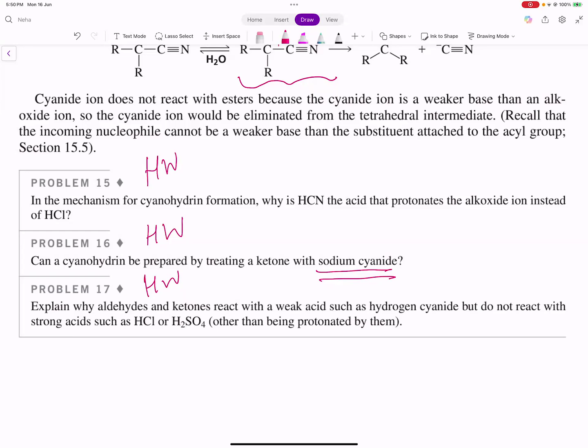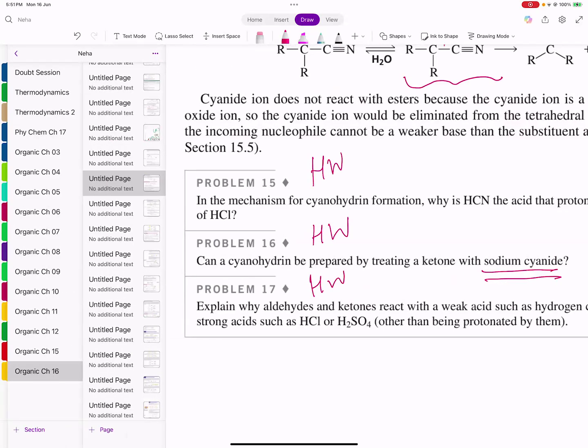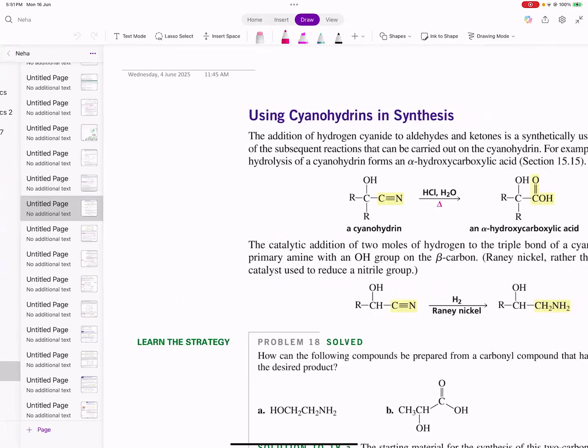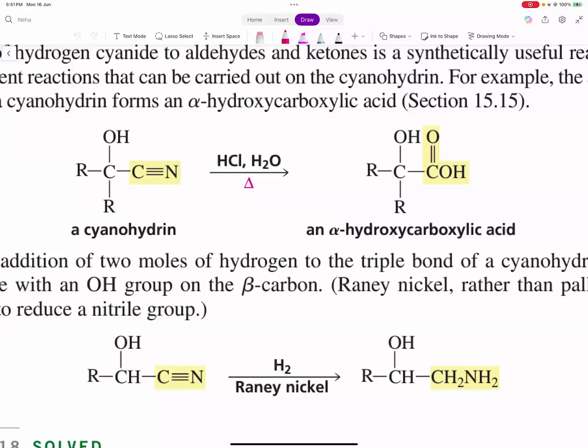HCl is a very, very strong acid as compared to HCN, so Cl minus is a very, very weak base. See, cyanohydrin: we hydrolyze CN and we get COOH.